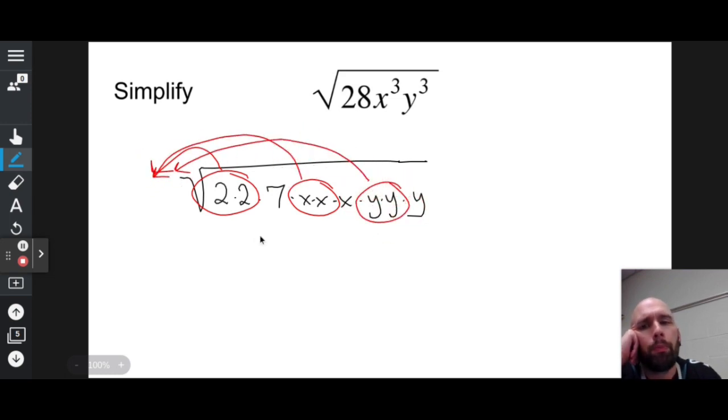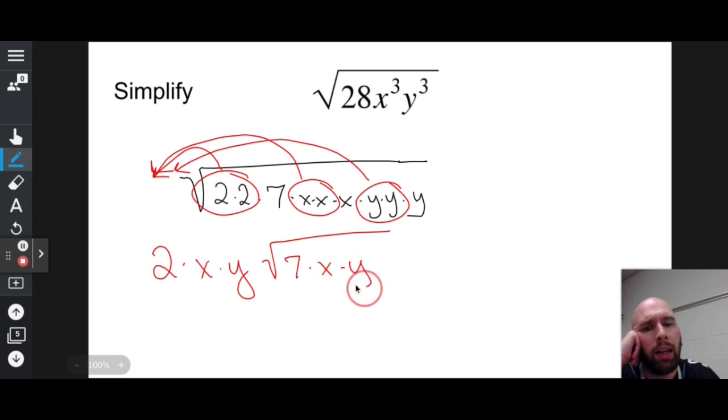Boop. You have a 2 out here, 7's left over, and x out here, an x is left over, and a y out here, a y is left over. Let's write out those leftovers. 7 times x times y gives me a final answer of 2xy times the square root of 7xy.